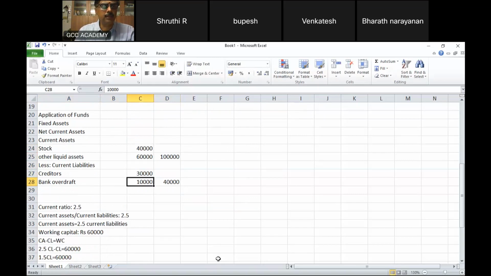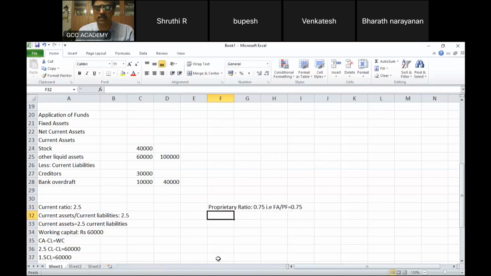So this is a very interesting step here. We have identified current assets, stock and other liquid assets. We have identified creditors and bank overdraft. Now another important formula I'm going to tell you, carefully observe. Proprietary ratio is given as 0.75. Very important. That is, fixed assets by proprietor's funds is 0.75.